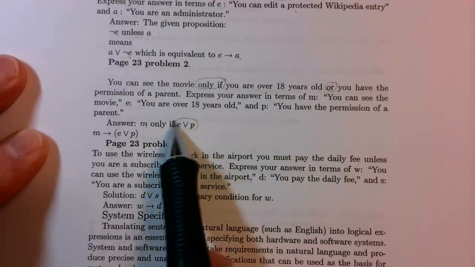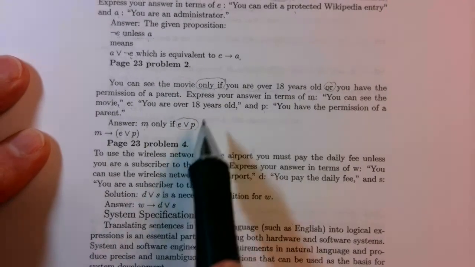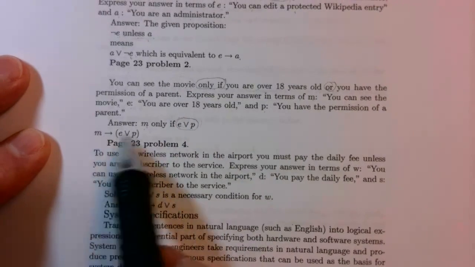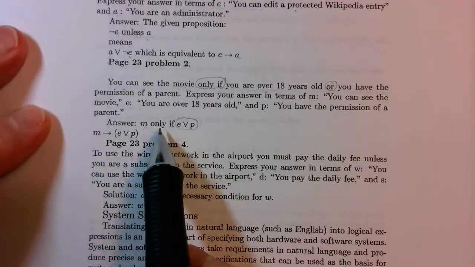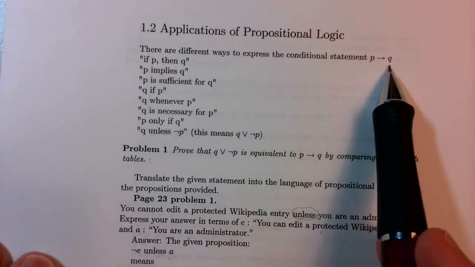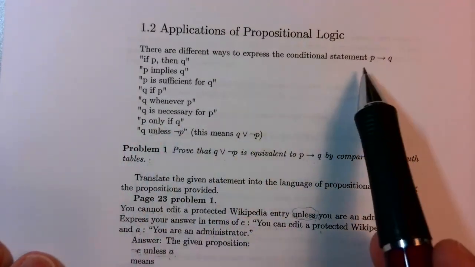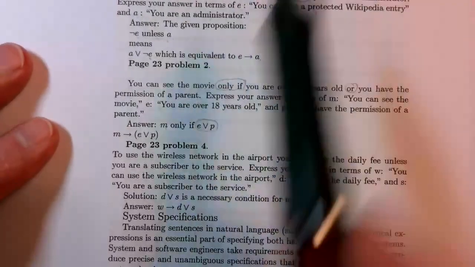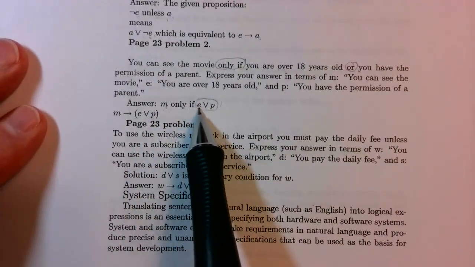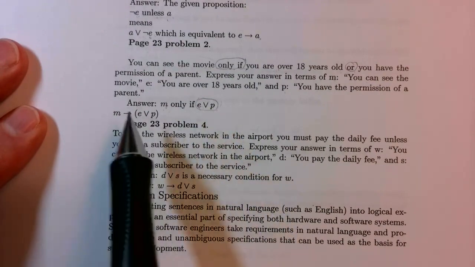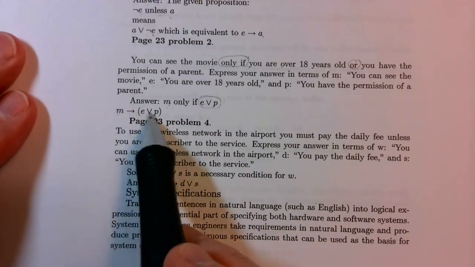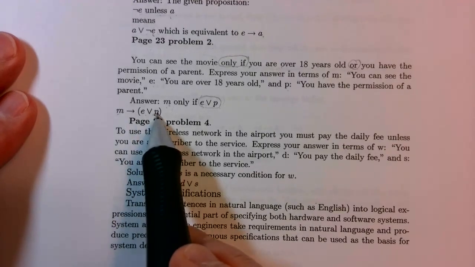And this is in parentheses here. So this means P only if Q is another way of saying if P then Q. So M only if E or P is the same as if M then E or P.